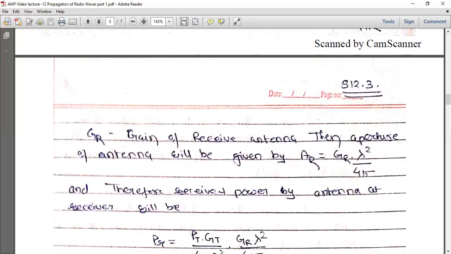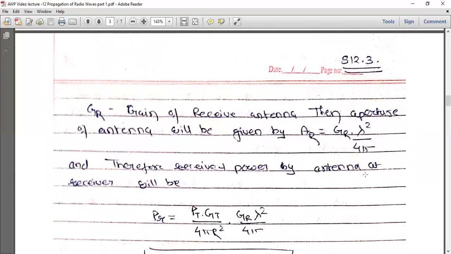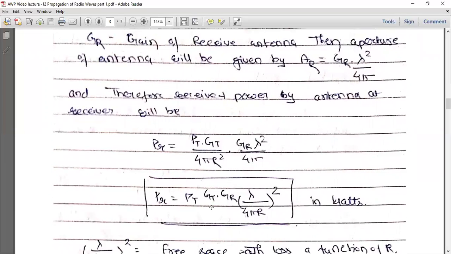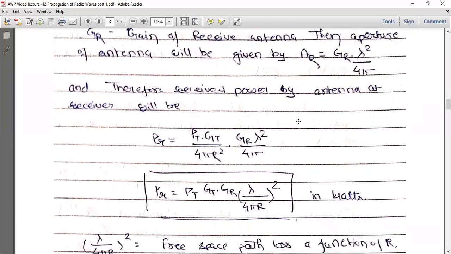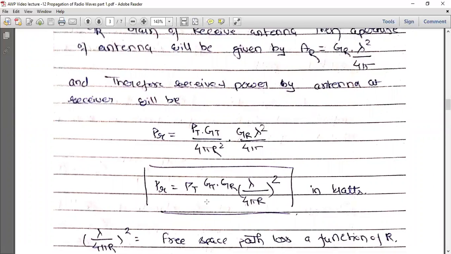As we had considered, PTGT upon 4 pi R square is the power density at any particular point or at the receiving antenna. Now, if the receiving antenna has an effective aperture AR, that means this AR will accept the power. Okay. So, since unit area is accepting the power PTGT upon 4 pi R square, the total power accepted by the antenna will be given by PTGT upon 4 pi R square into AR, as you can see here. That will be the total power, and we are replacing this AR by GR lambda square upon 4 pi. Jointly, this expression is written as PR is equal to PT GT GR into lambda upon 4 pi R whole square in watts, of course. This expression is known as Friis transmission equation.